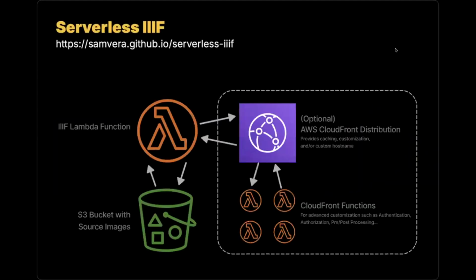All right. Then there's serverless IIIF. Serverless IIIF is a Samvera project. It uses Amazon Lambdas in order to serve your IIIF. So it reads directly from an S3 bucket and only from an S3 bucket. It's the only thing it knows how to do, and serves them out without having to run a server all the time. This has a tendency to be very fast and very cheap, which is nice.